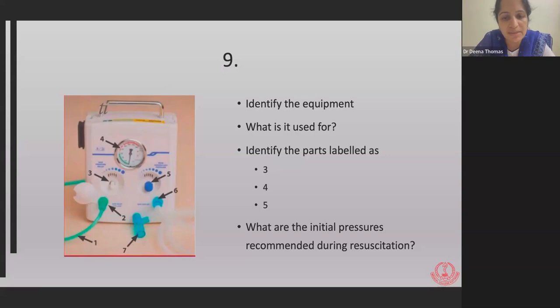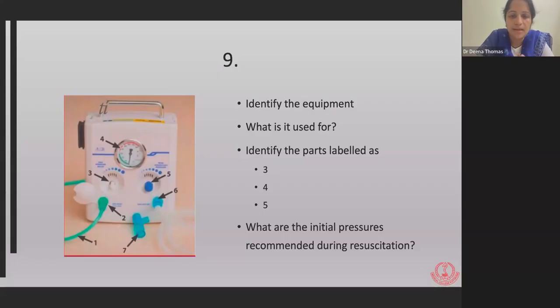So the equipment is the T-piece resuscitator. Very good. So people have started answering. Dr. Dushna Bano has answered the fourth part. What is the recommended initial pressure? So now it has been changed to 25. The peak inspiratory pressure has been changed to 25. That is 20 to 25 centimeters of water for babies less than 32 weeks. More than 32 weeks, it is 25 to 30 centimeters of water.